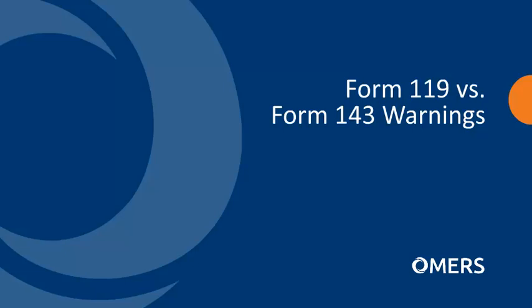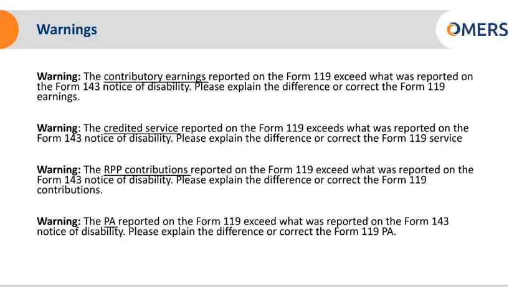The Form 119 versus Form 143 warnings compare the information reported on an eForm 143 to what you are currently reporting on the eForm 119. Most often, when these warnings fire, they will all fire together. An example of this warning is: warning, the contributory earnings reported on the Form 119 exceed what was reported on the Form 143 Notice of Disability. Please explain the difference or correct the Form 119 earnings. The same warning may fire for credited service, RPP contributions, and the PA.